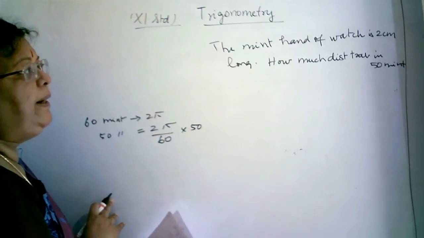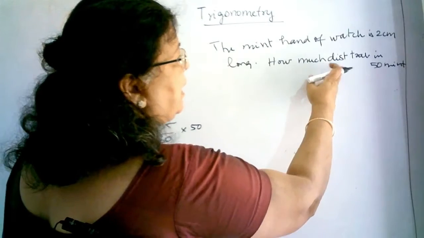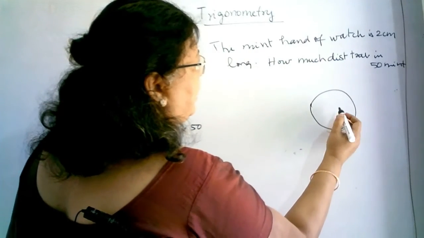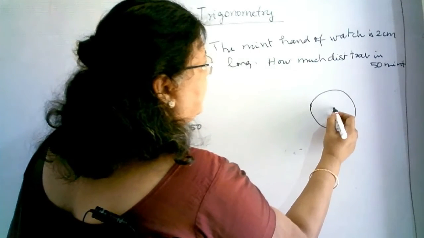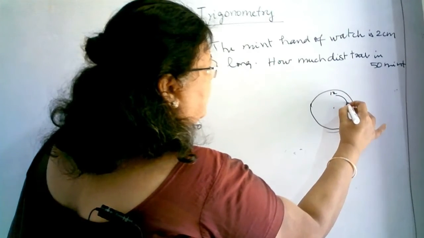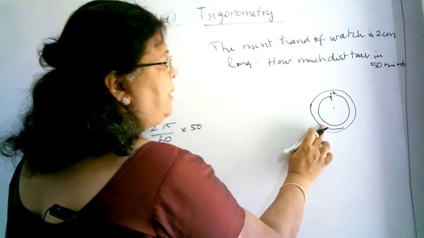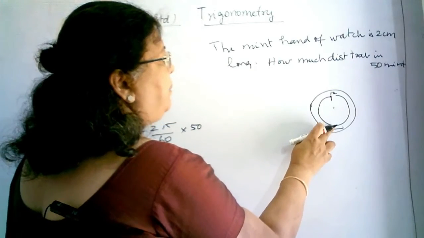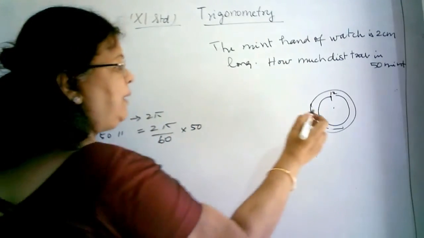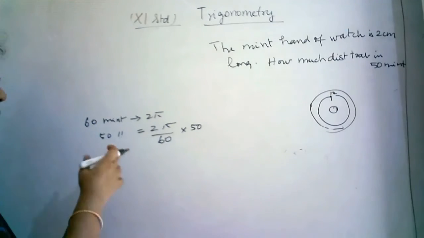The minute hand of a watch is 2 centimeter long. How much distance does it travel in 50 minutes? Actually, in a watch the minute hand starts from 12 and completes one rotation in 60 minutes. So for these 60 minutes, how much will it cover? It will cover 2 pi radians, that is 360 degree or 2 pi radians.